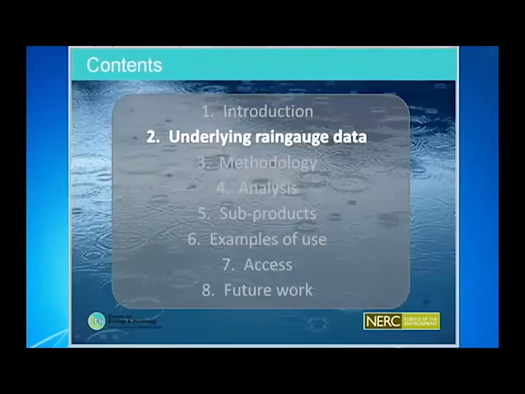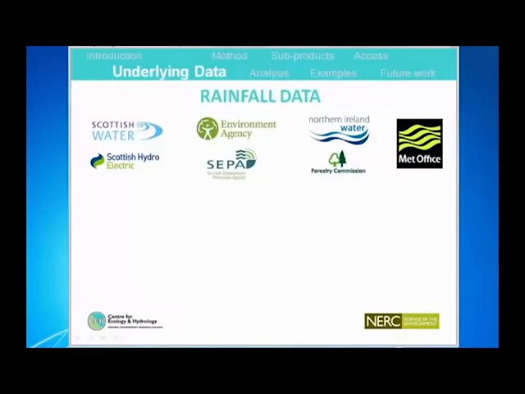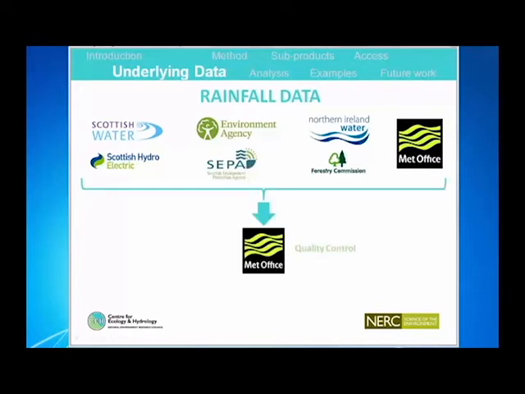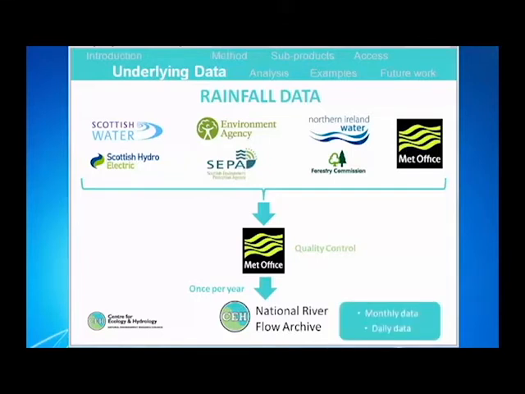So I'm going to briefly talk about the underlying rain gauge data. These are the main bodies that collect rainfall data in the UK. They are not the only ones, but they are the main ones. All the data is then collated and quality controlled by the Met Office, and once per year, it's sent to CEH. And here it's managed by the National Rainfall Archive, and we hold monthly and daily data.